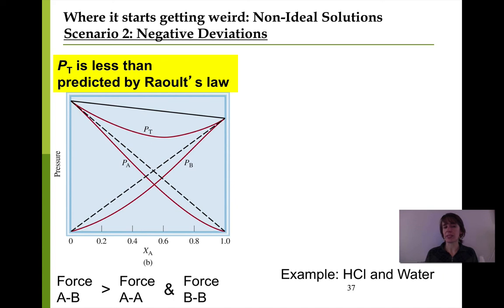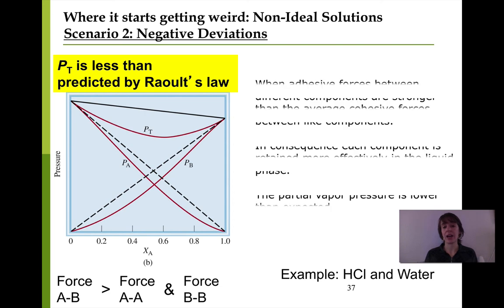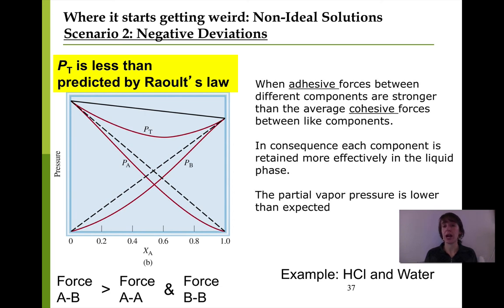Let's think about the forces involved. If we're seeing lower vapor pressure than what's predicted, that means there's fewer molecules getting into the gaseous phase. And so what that hints at is that there are very strong attractions between A and B. Those attractive forces are stronger than the attractions between A and A or between B and B. An example of this is hydrochloric acid and water. The adhesive forces between these two compounds are very strong, stronger than the cohesive forces between like components.